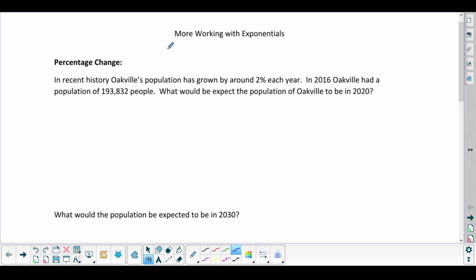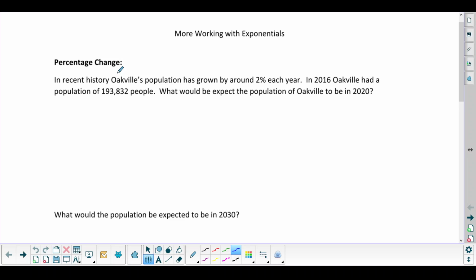All right, so we're going to be looking at a few different ways we can work with exponentials. We're going to start by looking at percentage changes. So let's look at the example. In recent history, Oakville's population has grown by around 2% each year. In 2016, Oakville had a population of 193,832 people. What would we expect the population of Oakville to be in 2020?